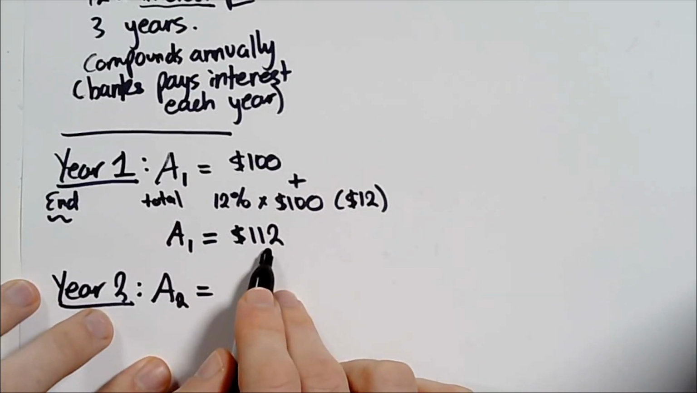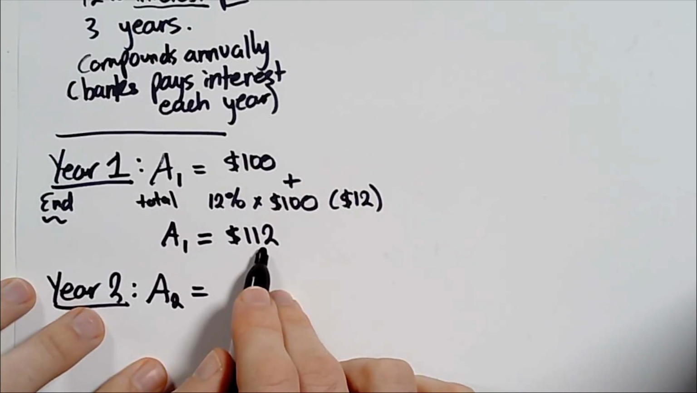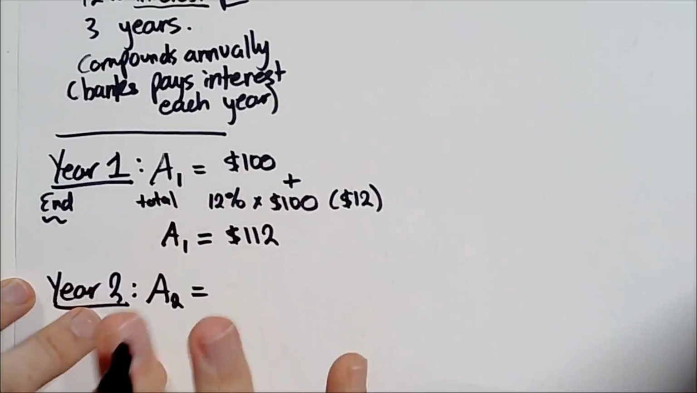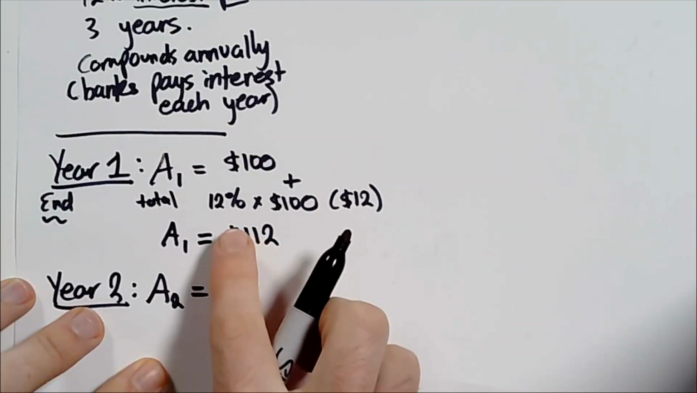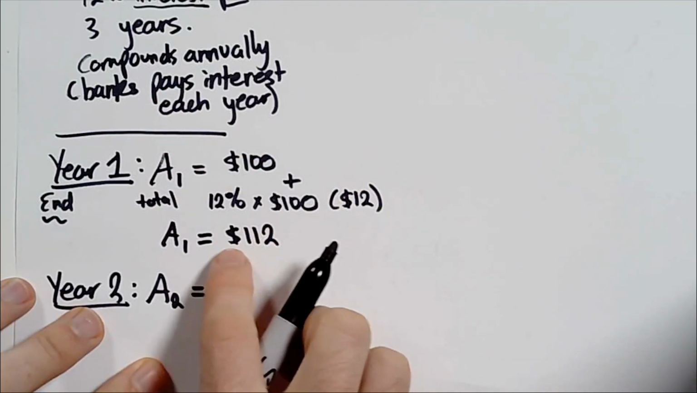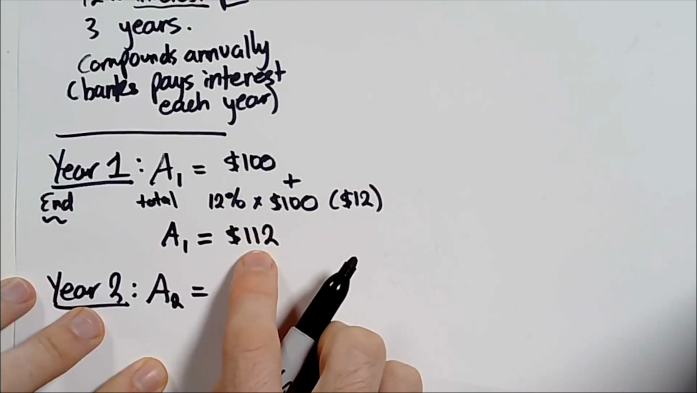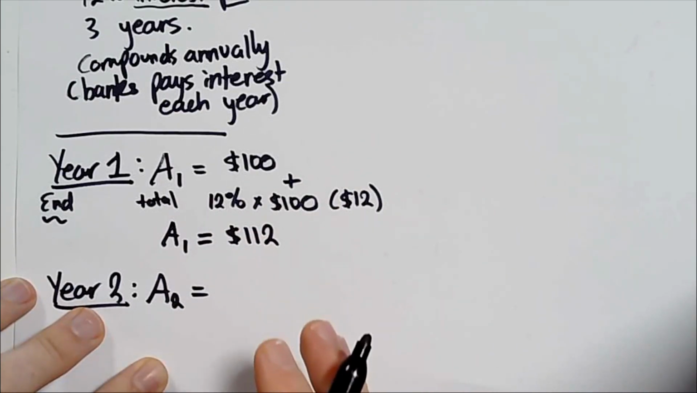So you need to understand that it's as if I went to the bank after 1 year. Even though I didn't go to the bank after 1 year, it's as if I did, and I took out my $100, plus I received my $12 interest. So in total, I got $112 from the bank. And it's as if I then immediately put that money back in.